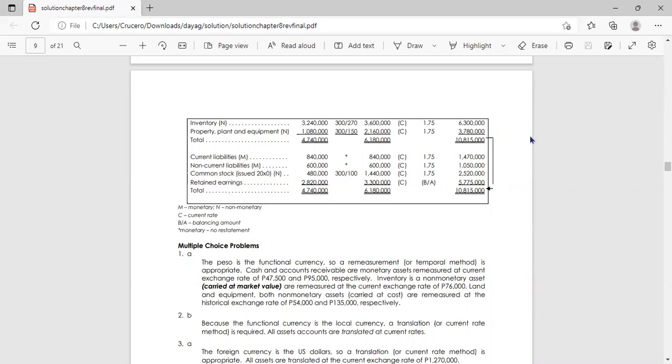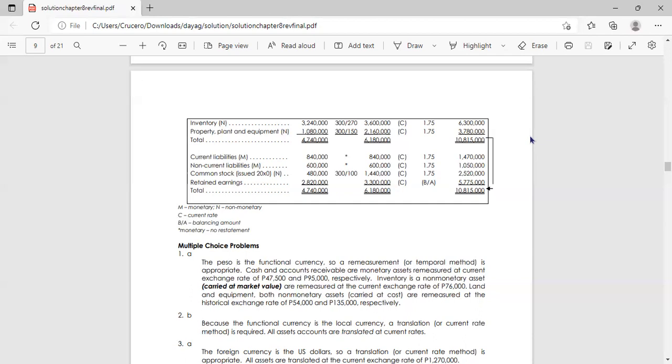So we use the current rate, which is 1.75. Now convert, and we get the total assets of 10,815,000. That should be the total liabilities.